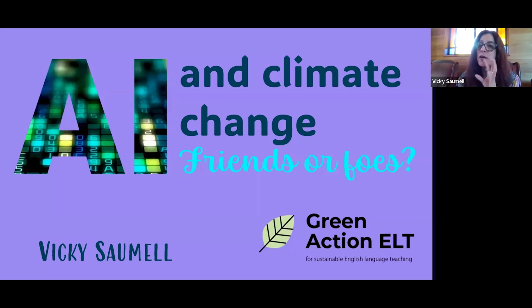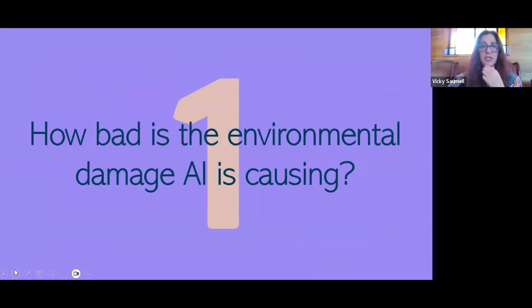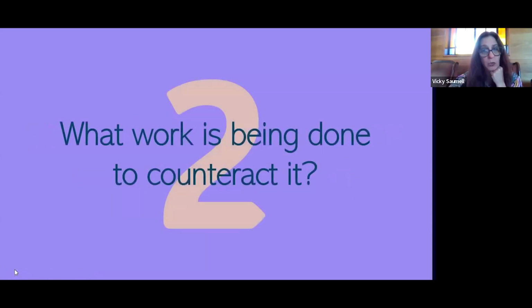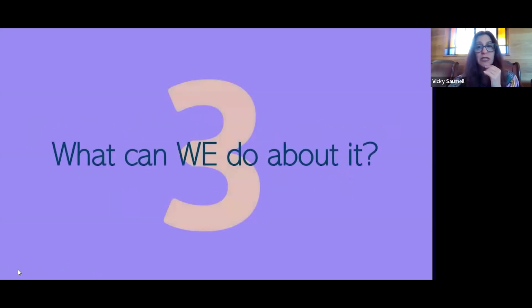I focus this presentation on 3 questions that I have. So the first question is, how bad is the environmental damage that AI is causing? What work is being done to counteract it? And the second half of the presentation will be on what can we do about it as individuals. So let's see if we can go through all of that. There's going to be a lot of data in this at the beginning, so bear with me.